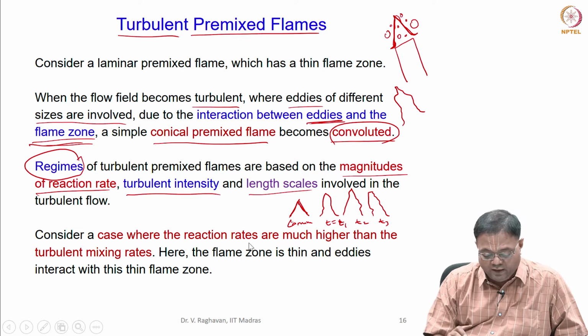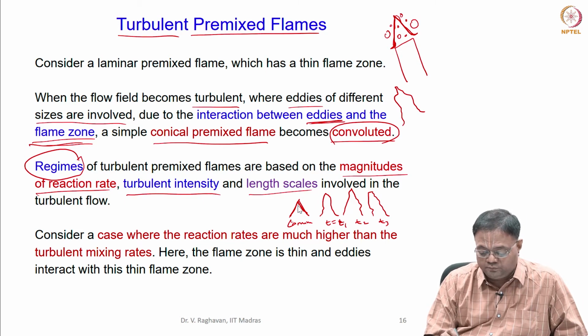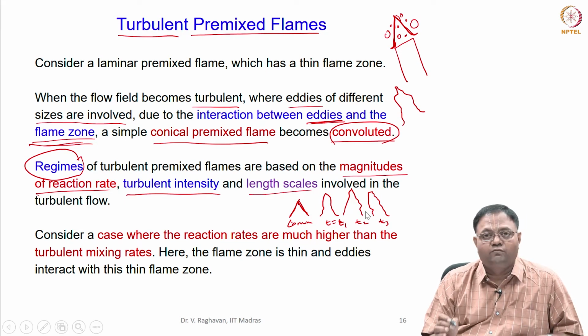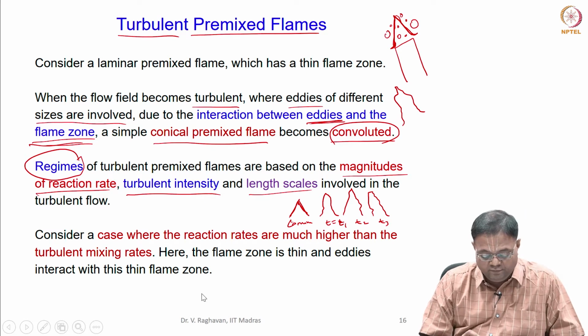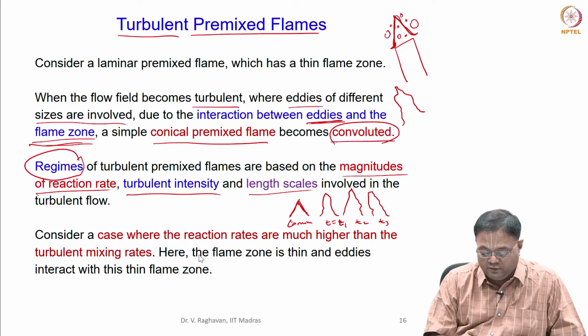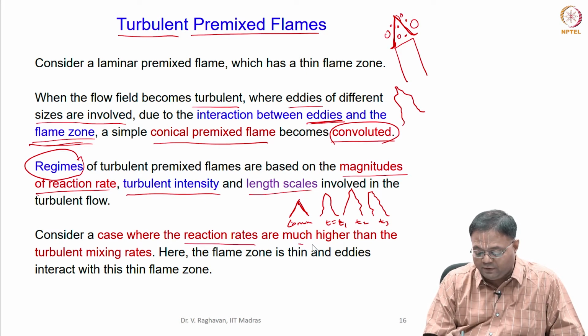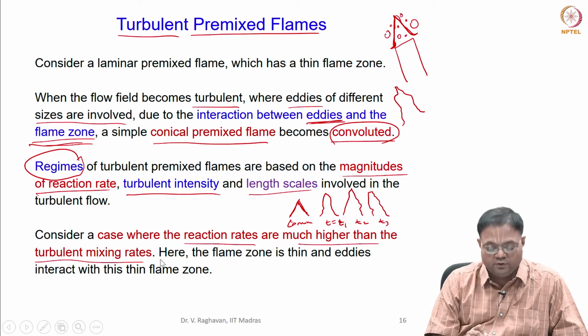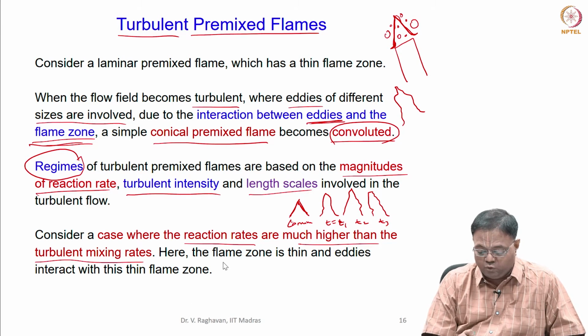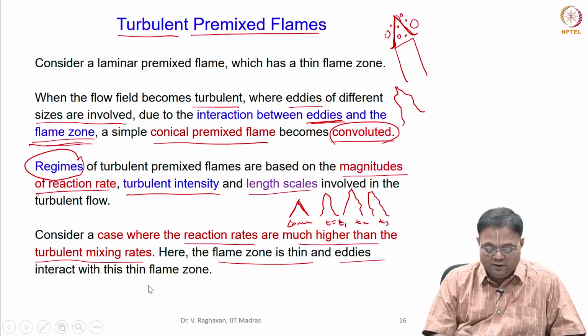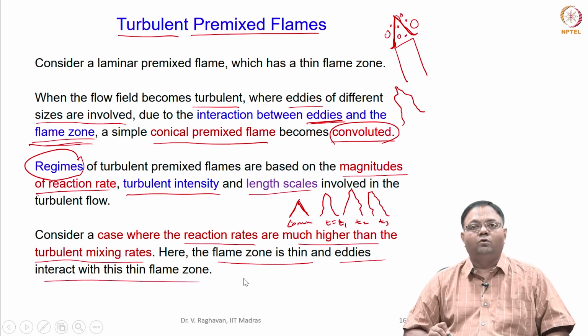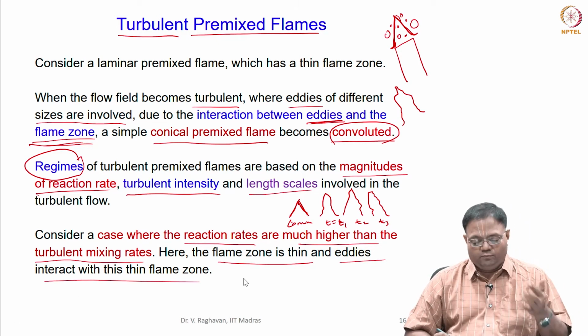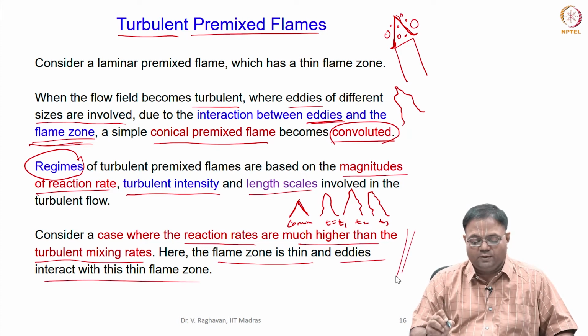Okay. So now first we will extend the same thing and consider the case of a conical flame established over a Bunsen burner, and here the reaction rates are assumed to be much higher than the turbulent mixing rates, so that the flame zone is very thin and the eddies interact with the flame zone without going inside the flame zone. That is what this regime is.